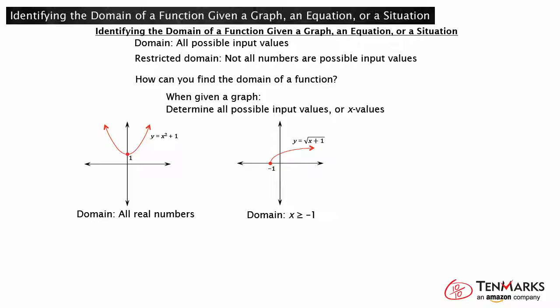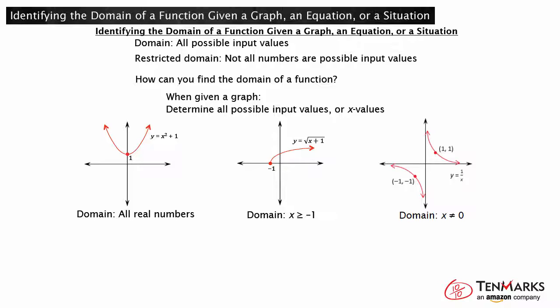Sometimes it might be easier to find values where the function is not defined. For example, let's draw the graph of y equals 1 over x, which has two branches, one through the point 1, 1, and the other through the point negative 1, negative 1. Looking at the graph, we can see that the function is not defined when x equals 0. So the domain is all real numbers, x does not equal 0.